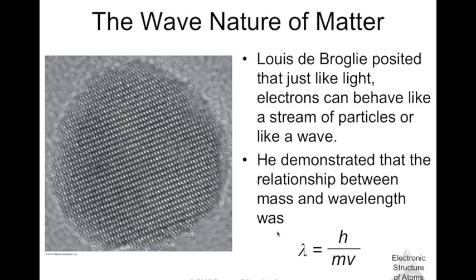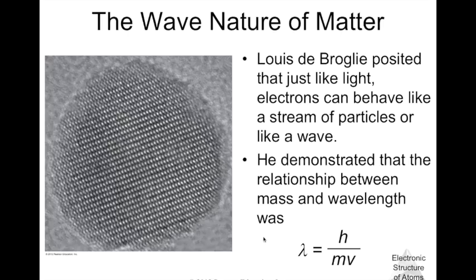And then Louis de Broglie sort of built upon that, and so, hey, if light can act like a wave or a stream, then maybe electrons can too. And he demonstrates this relationship, the relationship between mass and wavelength. So wavelength being the constant over mass times the frequency.